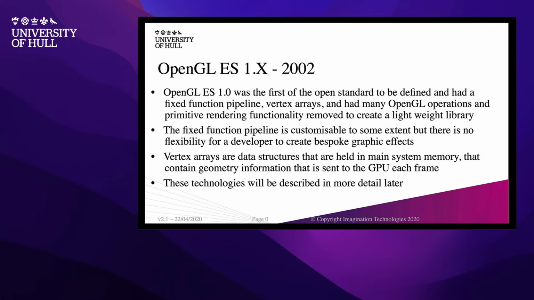Very lightweight library though. I said that the ES is the embedded system version of OpenGL, so it's a subset of OpenGL. So there were vertex arrays. What that means is every time you want to render something, you have to send all that information across each frame, which isn't great.